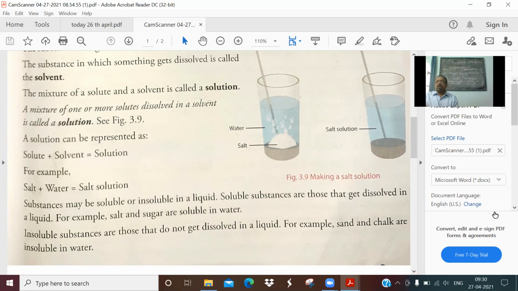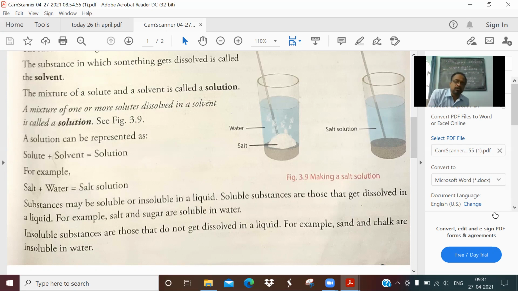So that is all about the class, children. The solution is a homogeneous mixture of a solute and a solvent. Just now we are learning only simple solutions, like sugar solution. In higher classes, we have different types of solutions. Anyway, solution is a homogeneous mixture. A solute plus solvent gives a solution.